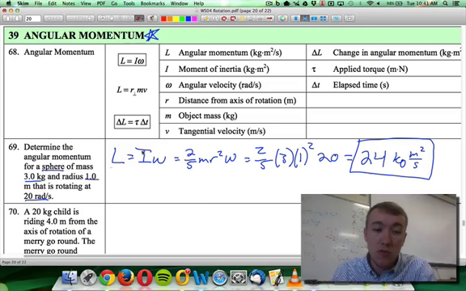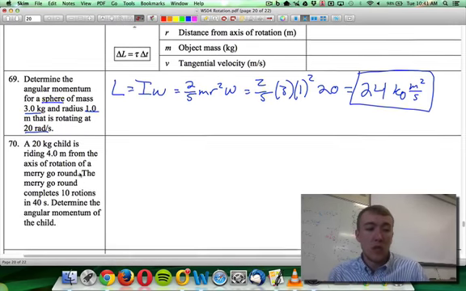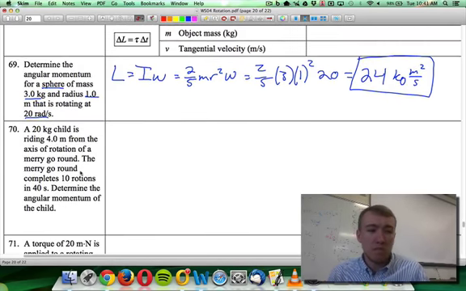How did I know to use this equation? Well, I was given angular velocity, I was given mass and the radius. If you use the second equation here, you'd have to convert this 20 radians per second into a tangential velocity, and it still would have worked. I should have got the same answer. Keep this quick, moving on to the next problem.